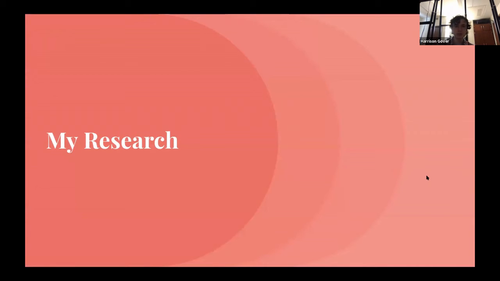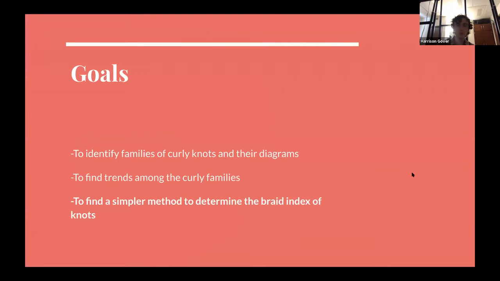So now we get to the research. The goals of the research were first to identify more forms of these curly knots, essentially families of these curly knots and the diagrams that they produce. We're also looking for trends among these families. But what I believe is the most important goal is to have a simpler method to determine the braid index of a knot, because as it's proven during this research, it can be a bit difficult to find the braid index of a knot. And this can be a hypothetical method to look for it in a better way.